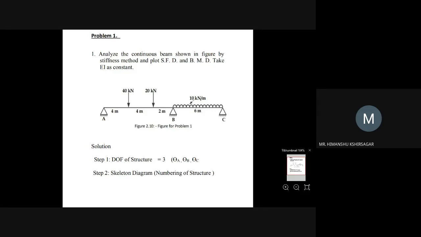So the possible degree of freedom in the case of a beam at the various supports: for a fixed support, the degree of freedom is 0. For a hinge support, the degree of freedom will be 1, that is the rotational displacement. And in the case of a roller support, the degree of freedom will also be 1. So you have to keep this in mind.